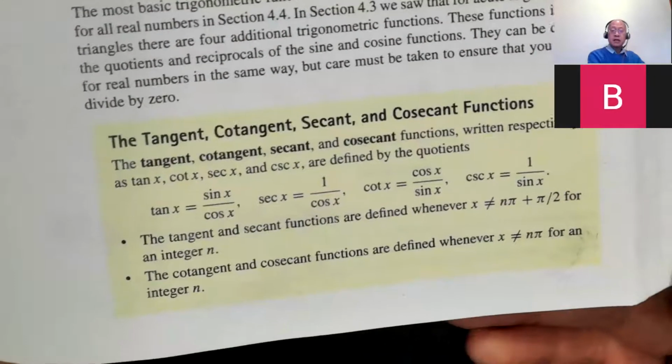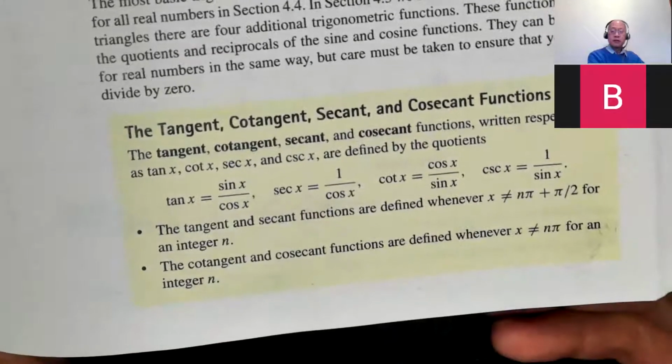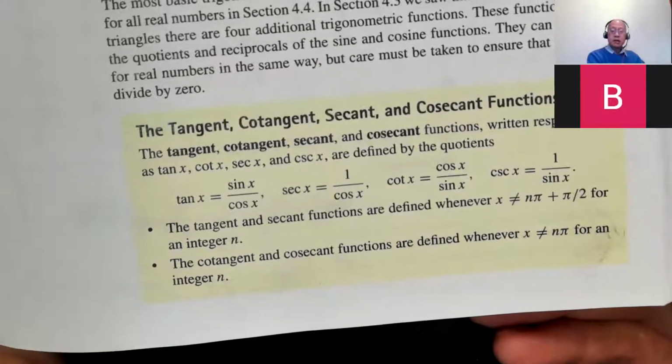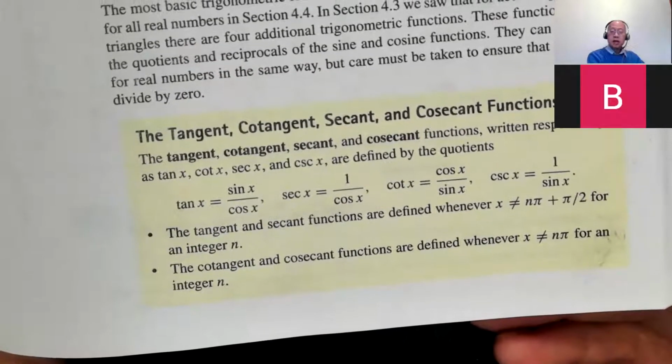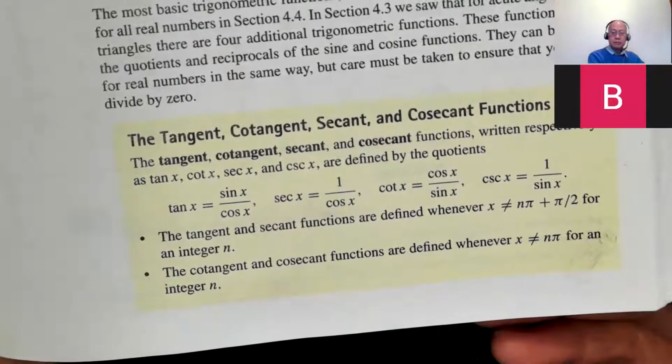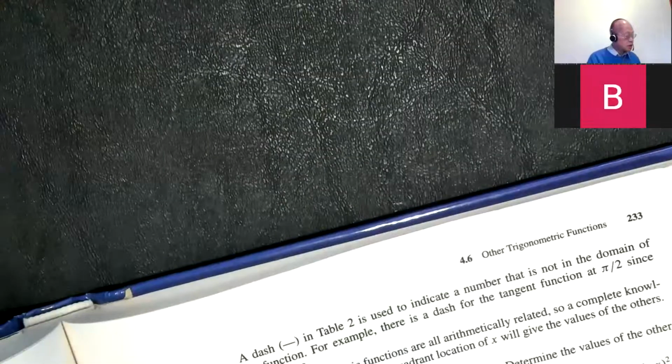Okay, so these identities, I'm sure you've seen them before in trig. Tangent is sine over cosine. Secant is the reciprocal of the cosine. Cotangent is cosine over sine. Cosecant is 1 over the sine. If you want to put those on your cheat sheet, you may.